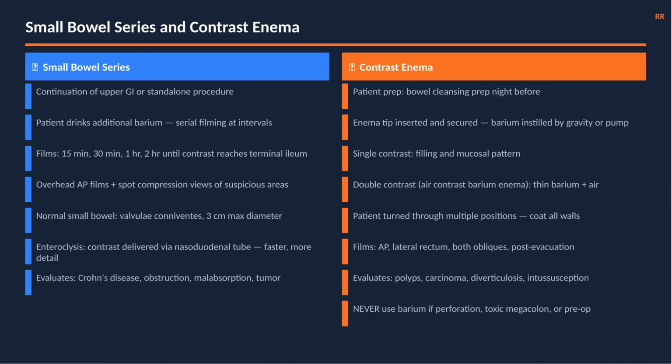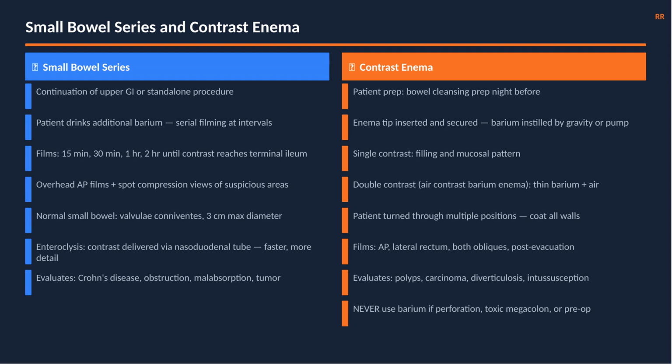Small bowel series. A continuation of the upper GI or a standalone procedure. The patient drinks additional barium and serial overhead films are taken at set intervals. Typically 15 minutes, 30 minutes, 1 hour, 2 hours, until contrast reaches the terminal ileum. Spot compression views of suspicious areas are added as needed. Normal small bowel, valvuli conniventes, circular folds, with a maximum diameter of 3 centimeters. Transit time varies, typically 2 to 6 hours.